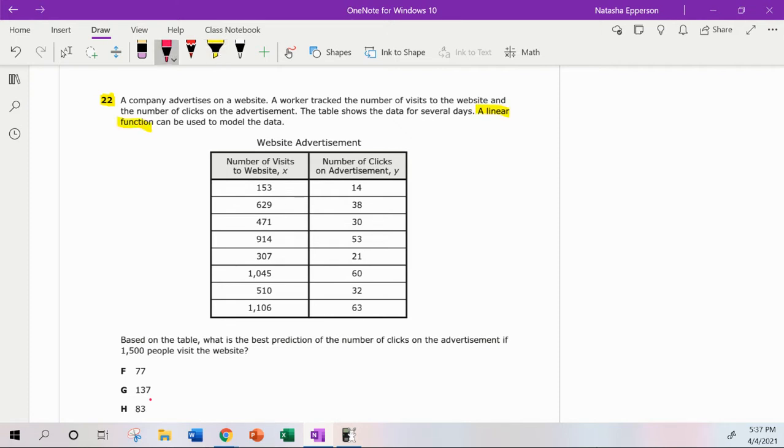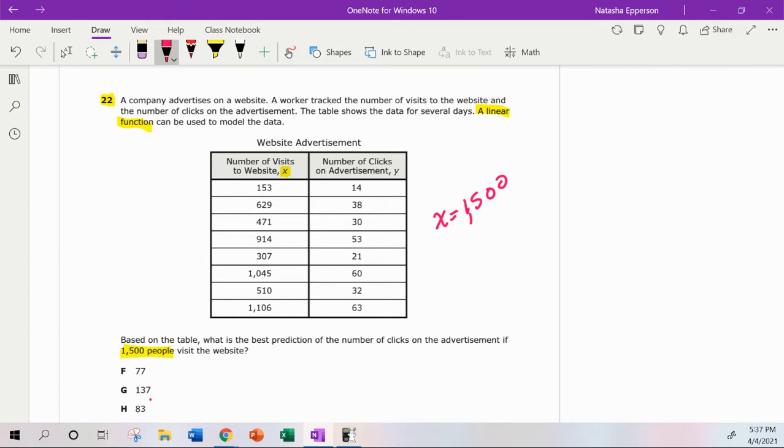Okay, so linear, basically what we're saying here is we can create a trend line, a statistical trend line, to make a prediction on this data. It says, based on the table, what is the best prediction of the number of clicks of advertisement if 1,500 people visit the website. So the number of visits on the website is X, so X is going to be equal to 1,500. There we go.